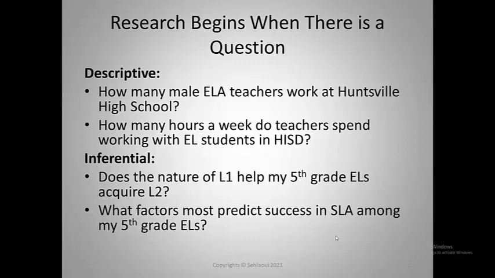So does the nature of first language literacy, for example, help my 5th grade ELs acquire second language literacy? What factors most predict success in second language among my 5th grade ELs? So these two questions will require the use of inferential statistics, as we will see later on.